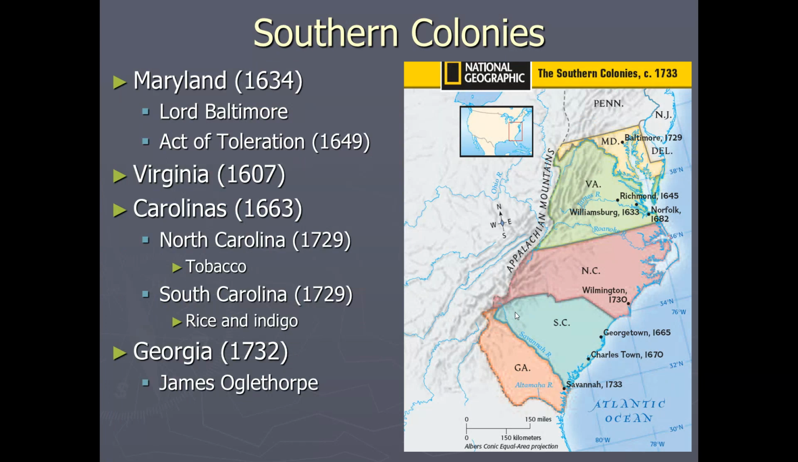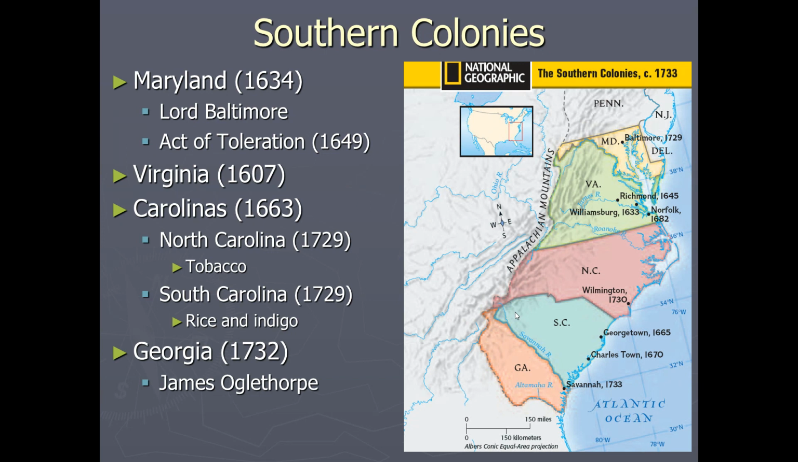Now, as far as the southern colonies, they're a little bit more diverse. Maryland was created as a refuge for Catholics, and they were accepting of all religions, led by Lord Baltimore. They're going to sign a document called the Maryland Act of Toleration. Our First Amendment freedom of religion comes from the Act of Toleration. Virginia, we've already talked about with Jamestown. The Carolinas were mainly known for growing tobacco, rice, and indigo.